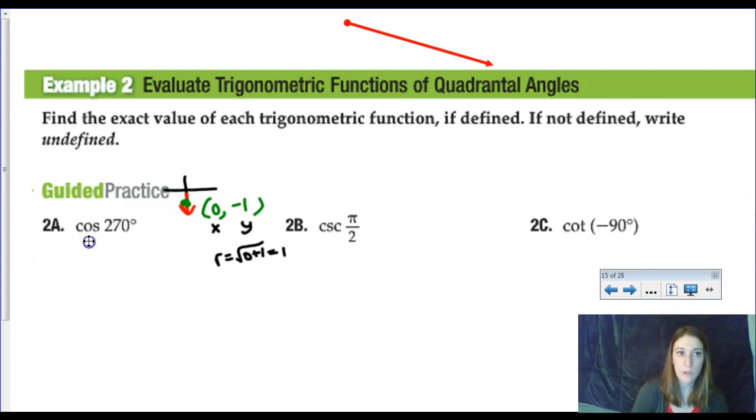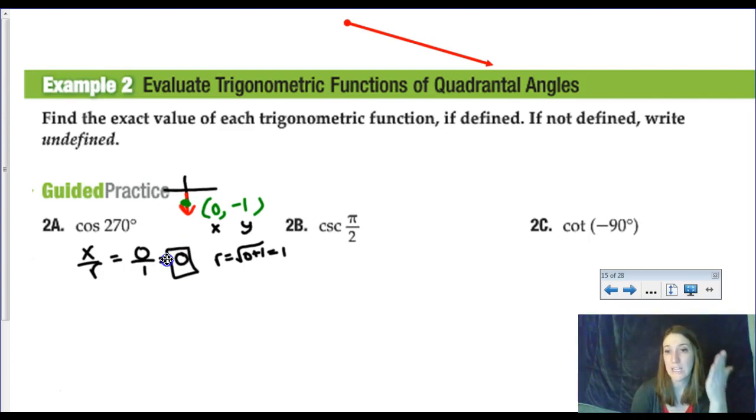So when I go to set up the cosine, knowing the formula is x over r, the x value is 0, the r in this particular example came out to be 1, and 0 divided by anything is still going to be 0. So no matter what ordered pair I chose along that ray, it would have come out to a ratio of 0 over something, and therefore the cosine of 270 would be 0.